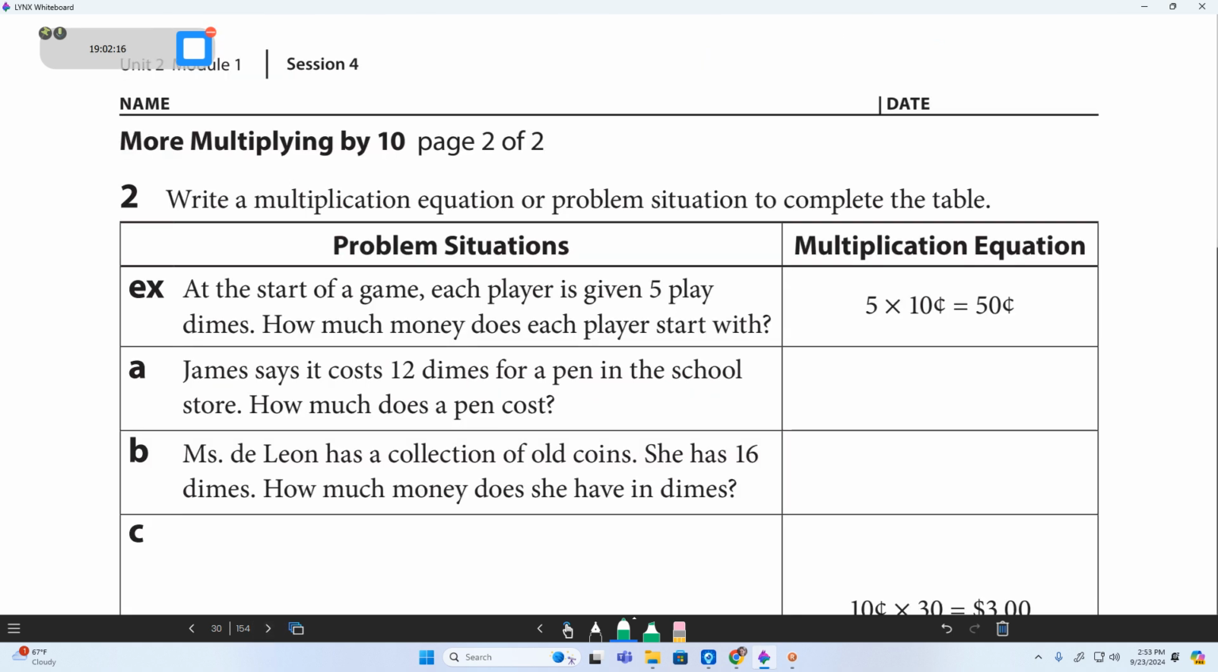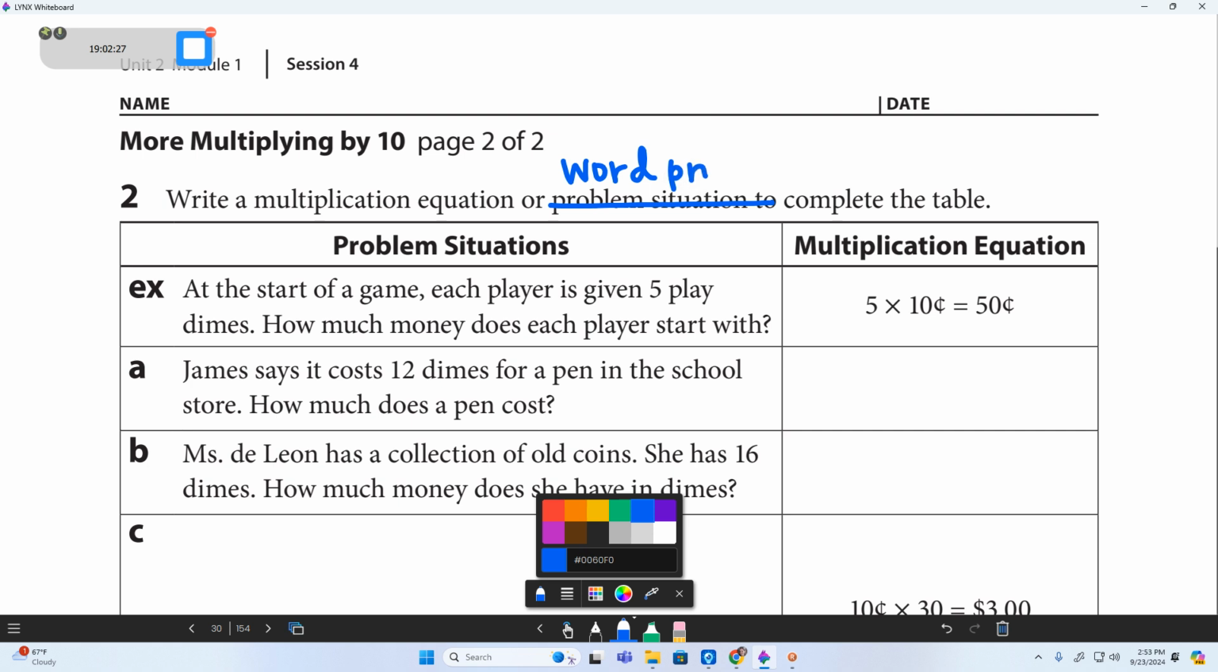It says write a multiplication equation or problem situation, which means word problem, okay? So they just want us to draw or write a word problem to match. Okay, so that's what we'll do in the second part. Complete the table. Okay, let's take a look at letter A.